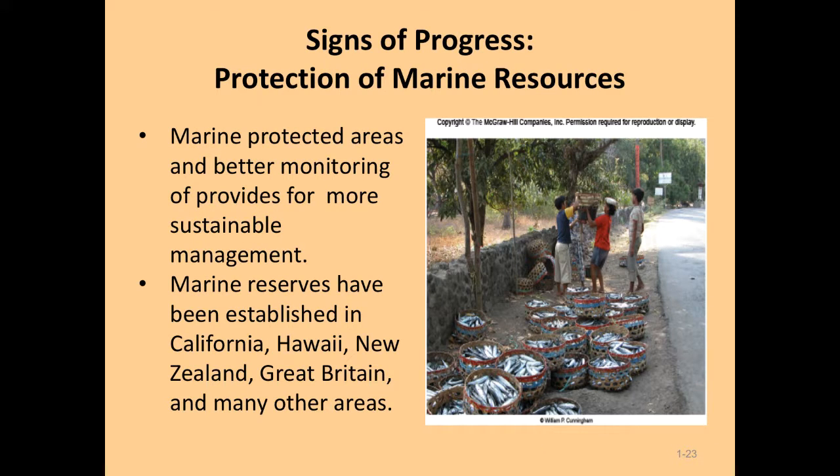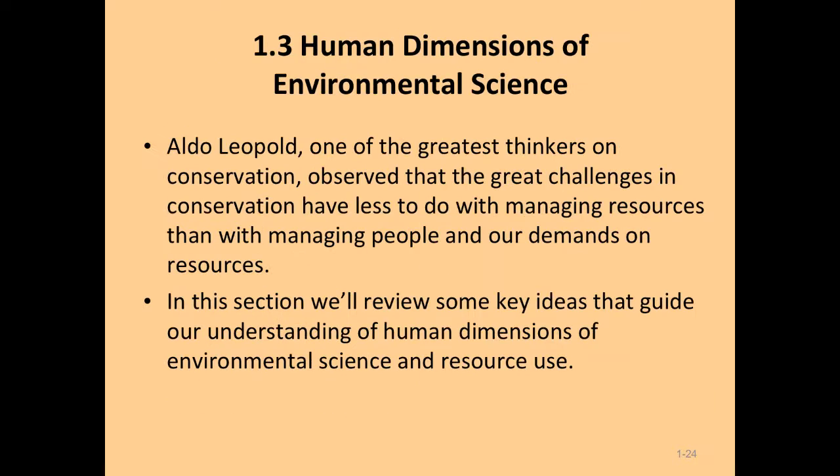And as I mentioned before, this ties into a very early slide in reference to Apple Island. We're also preserving our marine resources. We're creating these protected areas in California, Hawaii, New Zealand, and Great Britain, which makes it easier for our fish to thrive and coral reef to thrive as well.